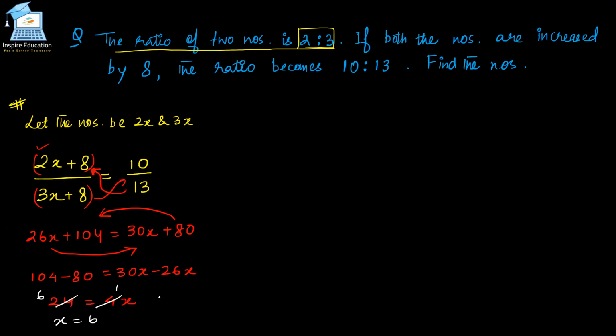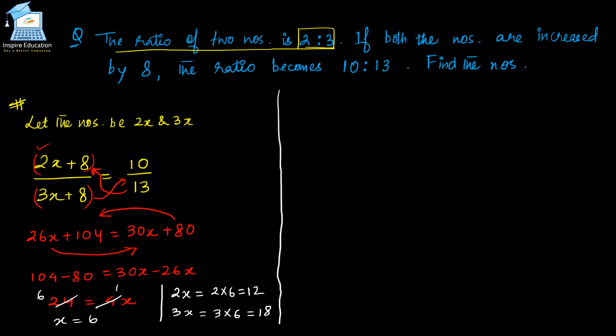So if x is 6, twice x equals 2 into 6, 12. Thrice x equals 3 into 6, 18. Very good. I liked that many of you answered. Now listen to the next method. 2/3 and 10/13. We have been told that both the numbers are increased by 8.